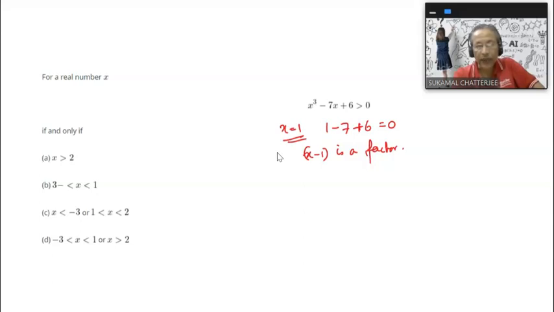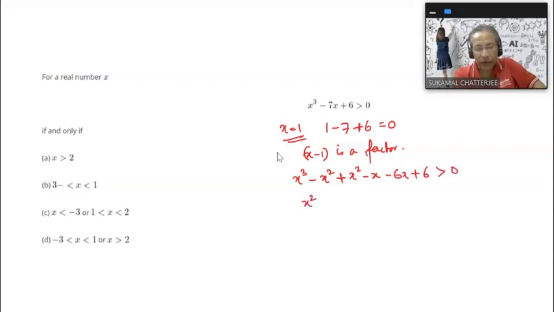So we can arrange the polynomial to generate x minus 1 as a factor, and we can write this as x cube minus x square plus x square minus x minus 6x plus 6 is greater than 0.